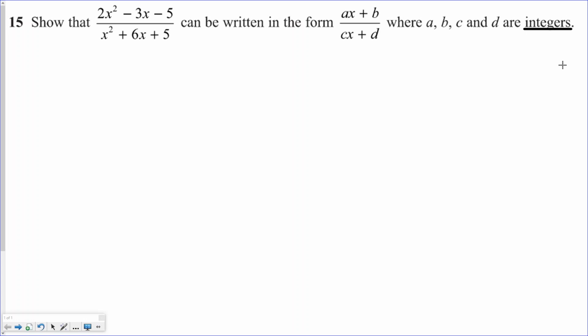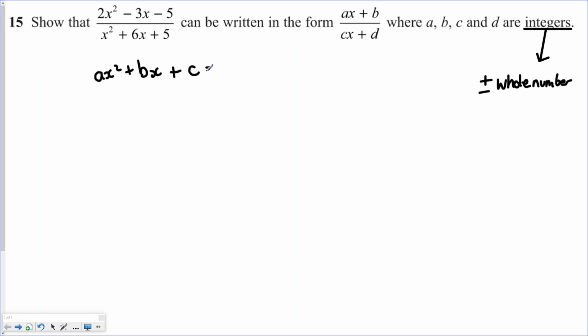Integers most definitely is a keyword, and hopefully you remember that an integer is a positive or negative whole number. So this a, this b, this c and this d have to be either a positive or negative whole number. Let's have a look at the expression. 2x squared minus 3x minus 5 is written in the form ax squared plus bx plus c, and so is the denominator.